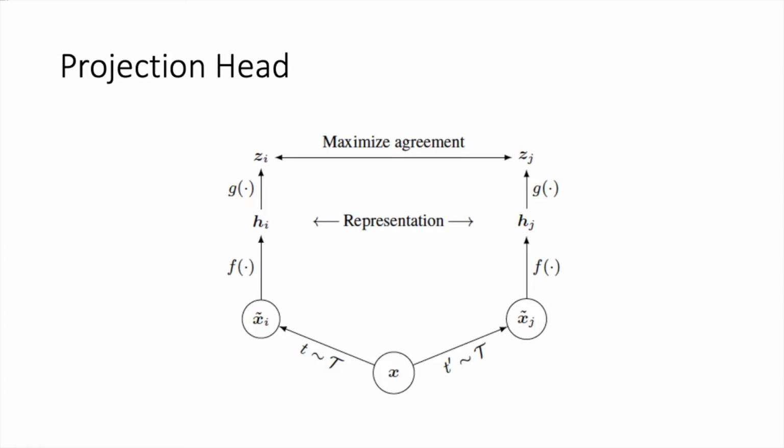Now, this nonlinear projection head is important because researchers have tried experimenting with different values. They tried initially using the hi and hj values directly, but they found that they did not perform that well. They tried adding a linear projection head, but that again did not result in a significant performance boost. So adding this nonlinear projection head is pretty important.